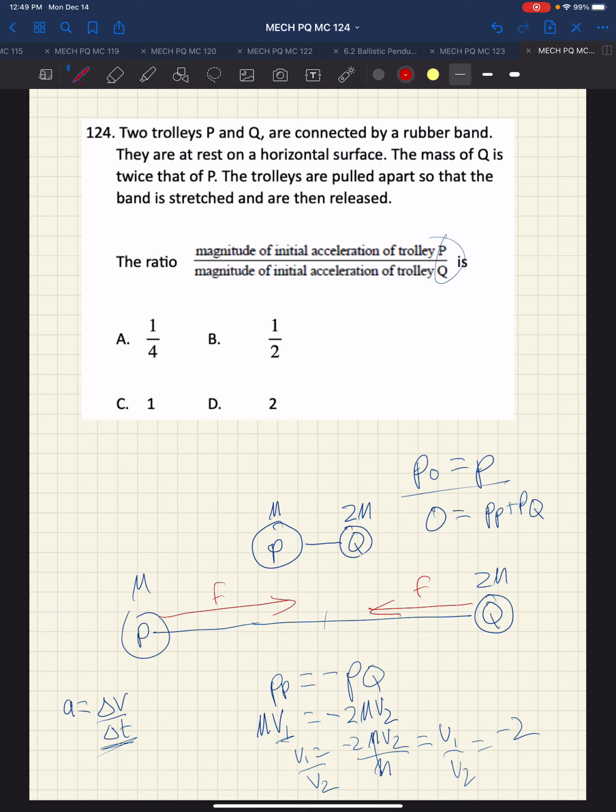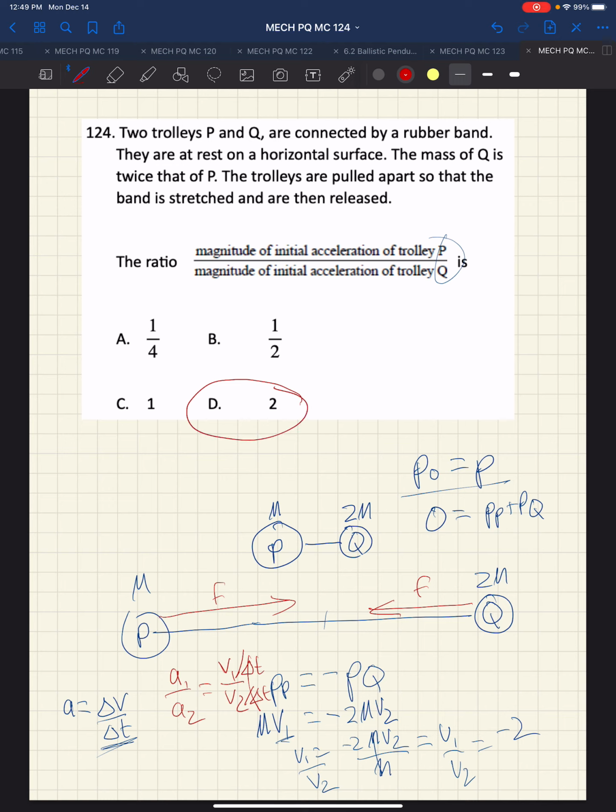So whatever the ratio of V1 to V2 is, so too is that going to be the ratio of A1 to A2. And you could see then if we divide them both by delta T's, those delta T's cross out, and so those ratios are the same. Therefore, the ratio is 2.